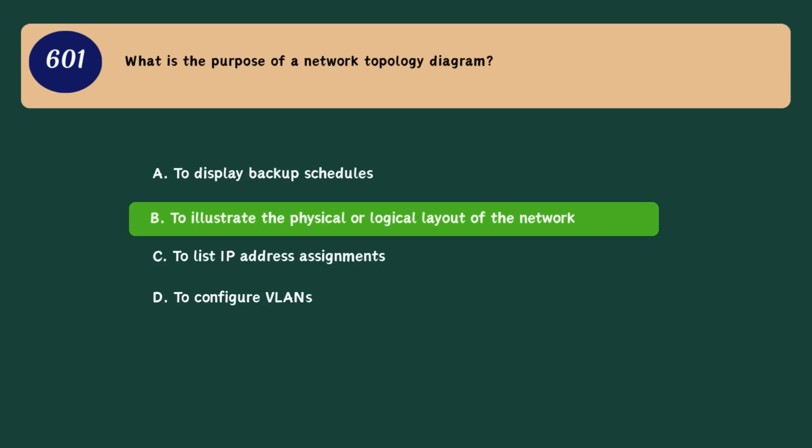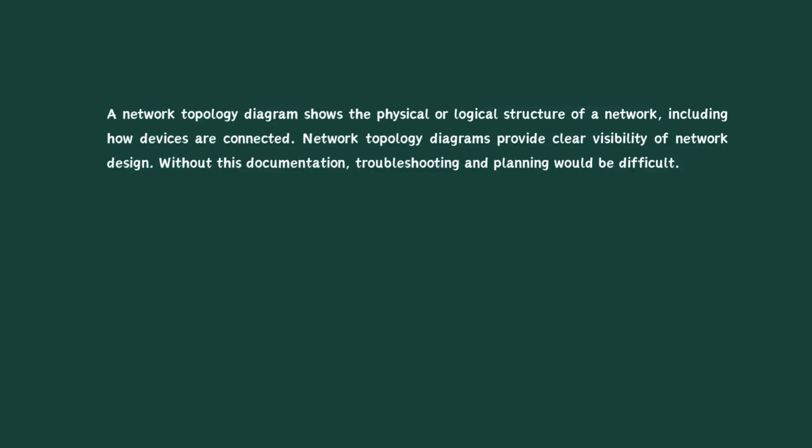Correct answer. B. To illustrate the physical or logical layout of the network. A network topology diagram shows the physical or logical structure of a network, including how devices are connected. Network topology diagrams provide clear visibility of network design. Without this documentation, troubleshooting and planning would be difficult.